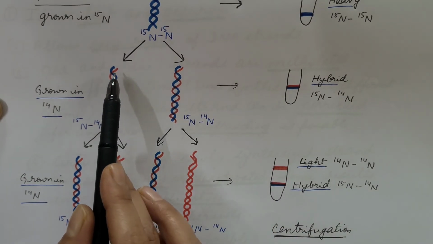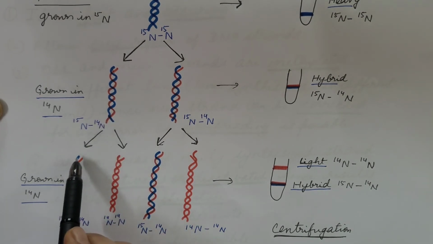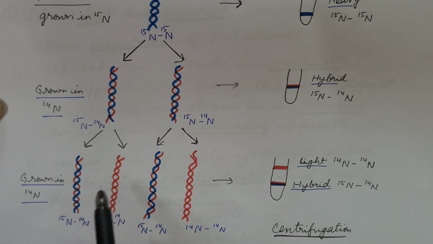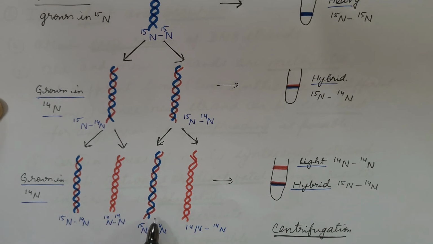This is also possible if the two strands of this generation separate. Then one has the 15N labeled strand. This serves as the template, and a new strand is synthesized, which is 14N. The other strand is 14N, which serves as the template, and then a new strand is synthesized using the complementary base pairing, and it is 14N. Hence, half of the DNA is hybrid, 15N and 14N, and half has the two strands 14N and 14N.